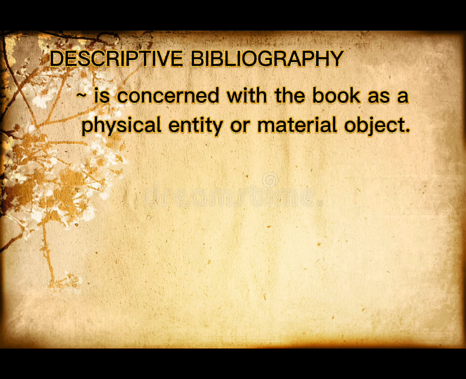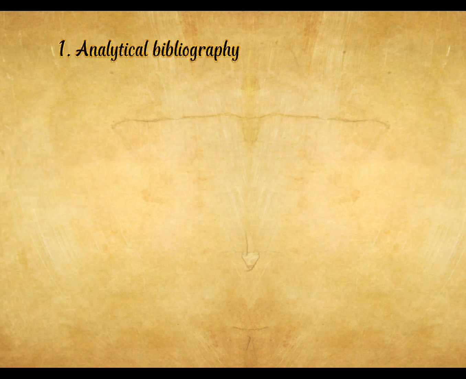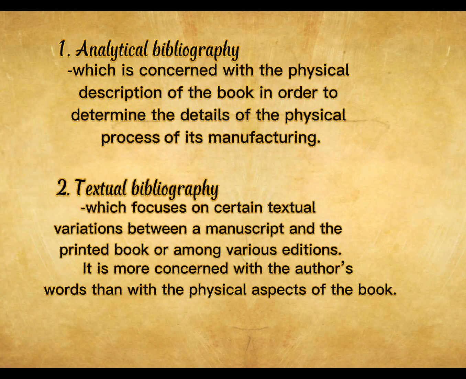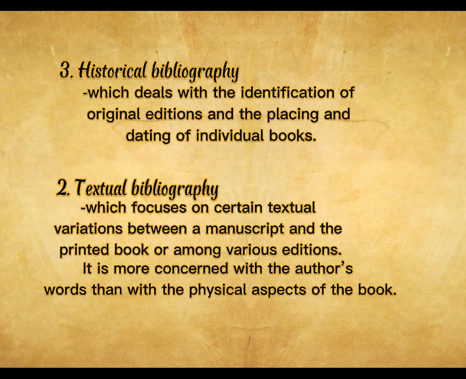Descriptive bibliography is concerned with the book as a physical entity or material object. Its function is to describe the ideal copy or primary document and its variants. 1. Analytical bibliography, which is concerned with the physical description of the book in order to determine the details of the physical process of its manufacturing. 2. Textual bibliography, which focuses on certain textual variations between a manuscript and the printed book, or among various editions. It is more concerned with the author's words than with the physical aspects of the book. 3. Historical bibliography, which deals with the identification of original editions and the placing and dating of individual books.